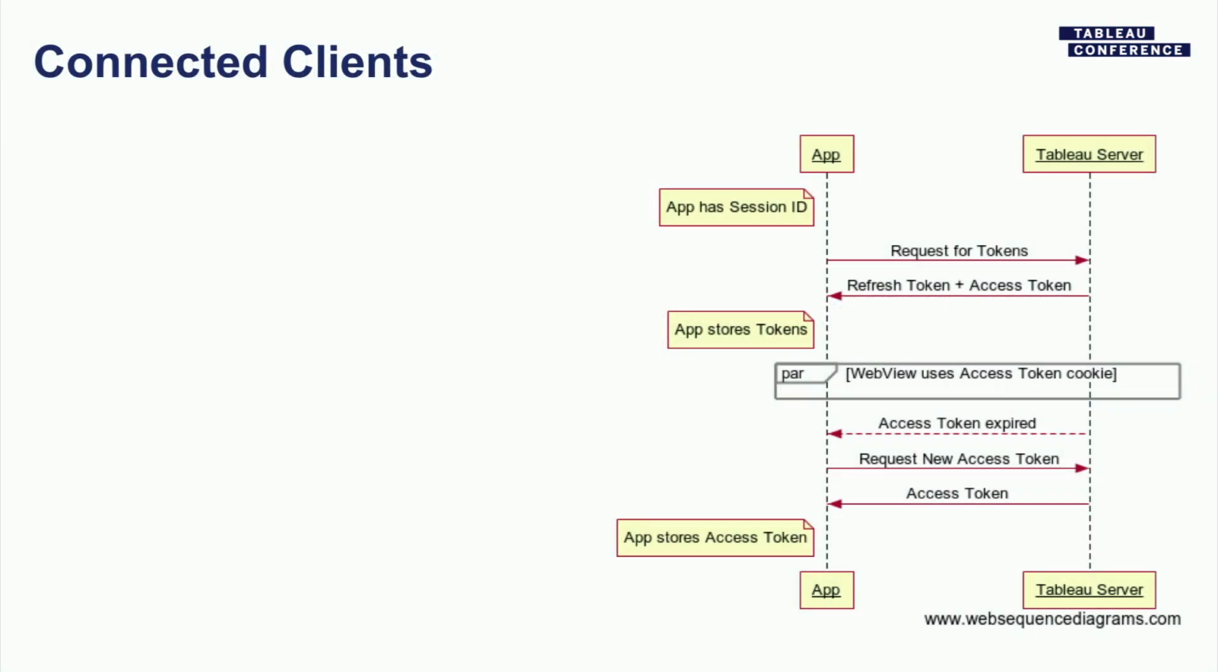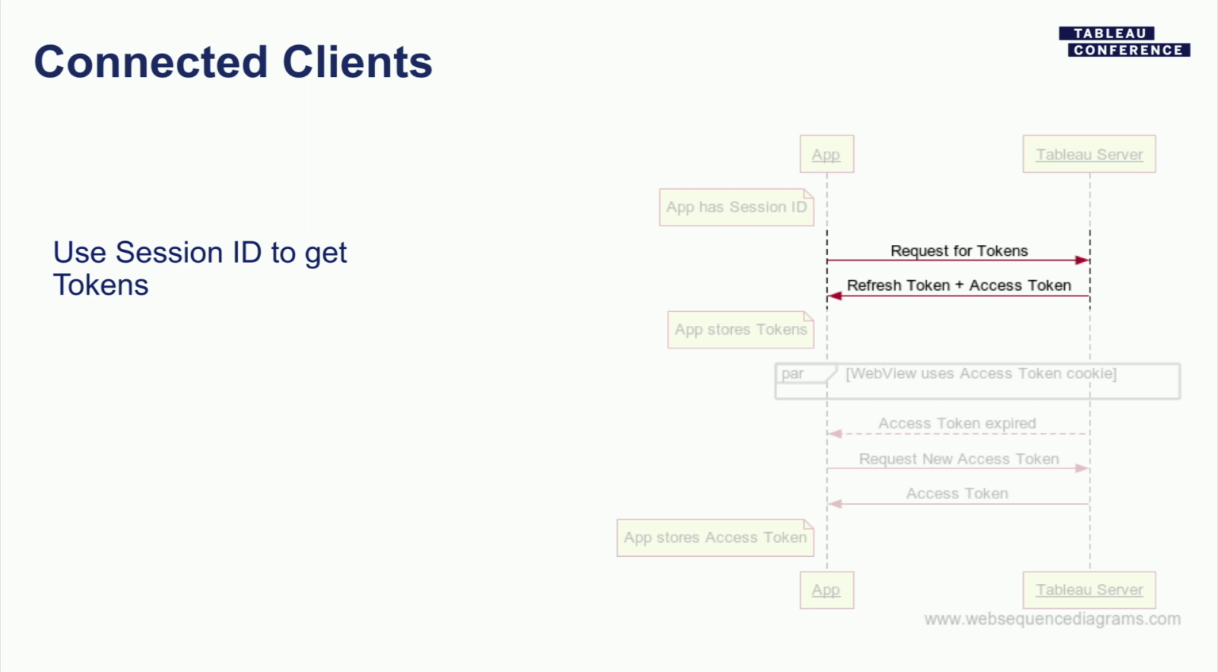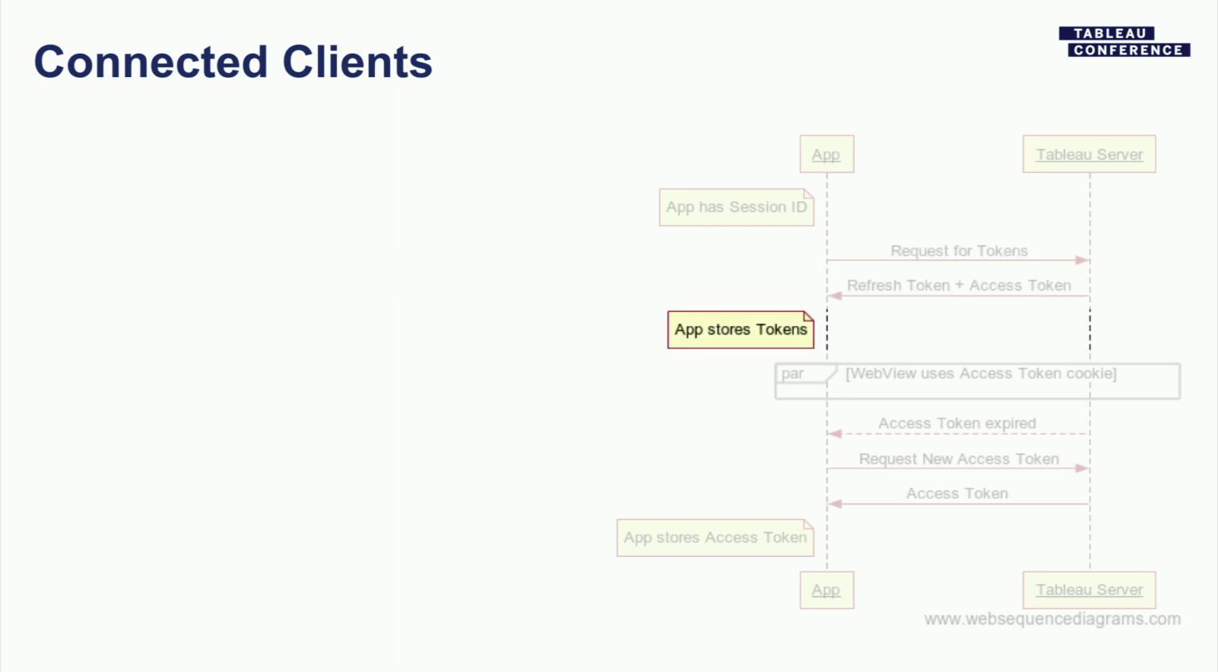For this, we have what we call connected clients. If you're familiar with OAuth tokens, this will look very familiar. This is a way of using long-lasting tokens to enable the user to stay signed in. So we start with the session ID that we got in the earlier process. Using that, the app can request a long-lived refresh token and a short-lived access token. The server hands those back. The app stores those tokens in its own storage.